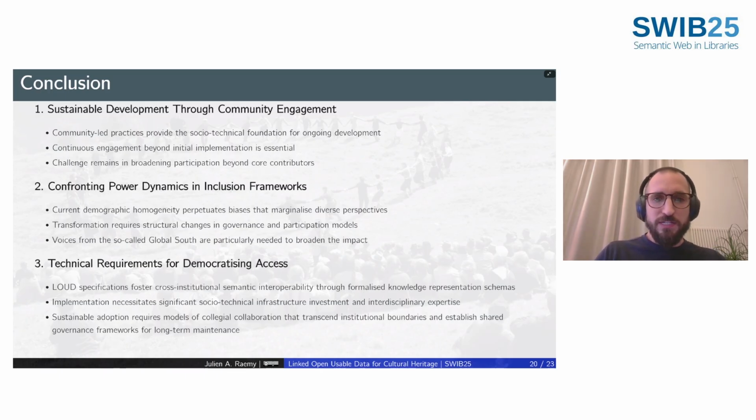And thirdly, the technical requirements for democratizing access reveal that while LAD fosters cross-institutional semantic interoperability, those implementations require a delicate balance of technological sophistication and governance as well. So Lux demonstrated a very successful implementation model that transcends those institutional boundaries. And the socio-technical infrastructure necessary for this implementation demands not just technical expertise, but also a different kind of framework pipelines that distribute maintenance responsibilities across those institutions.